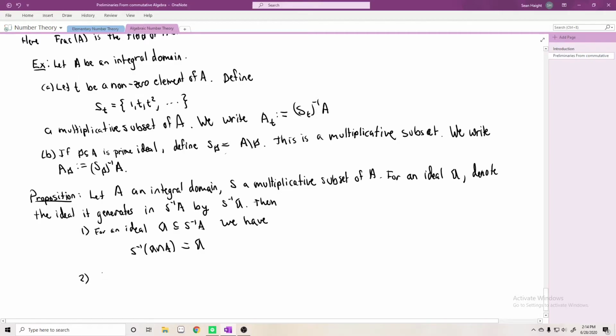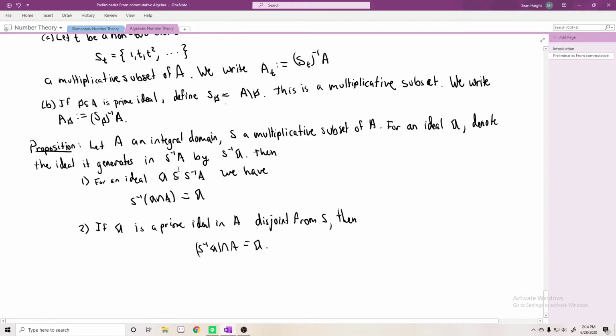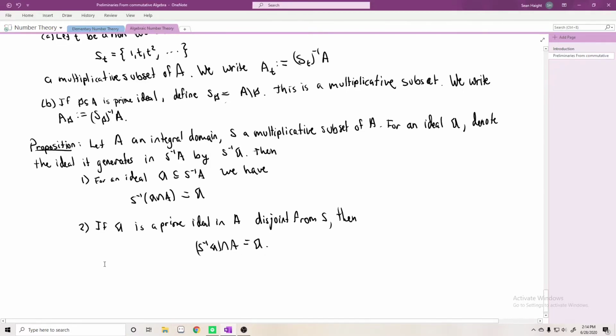And 2, it says if 𝔞 is a prime ideal in capital A, disjoint from S, then S inverse 𝔞 intersect A equals 𝔞. Essentially what this is saying is, given an ideal in the localization, I can realize it as the localization of an ideal in A, and given a prime ideal in A disjoint from S, I can realize it as the intersection of an ideal in the localization with A. So this is telling us there's some correspondence between ideals in my original ring A disjoint from S and those in the localization.